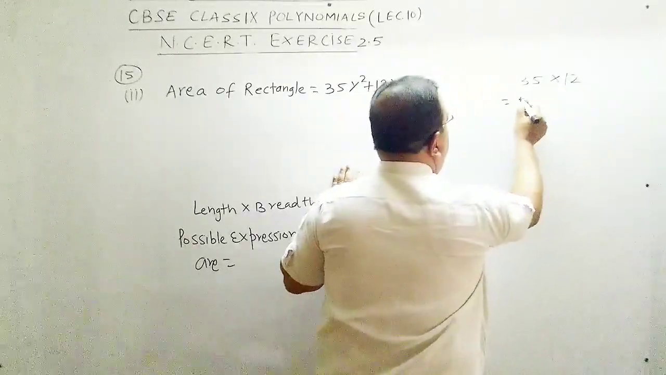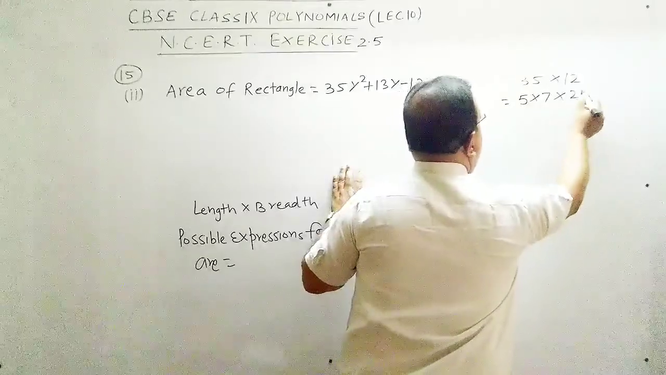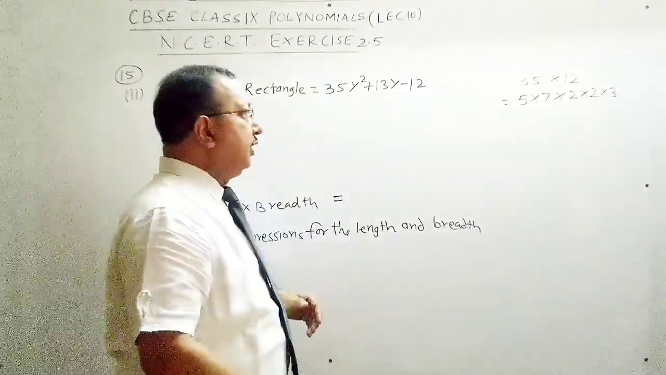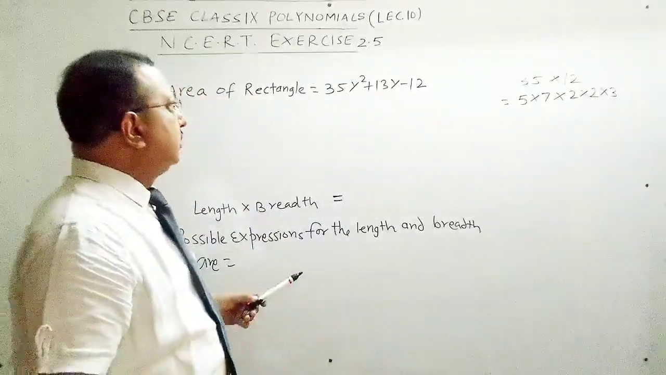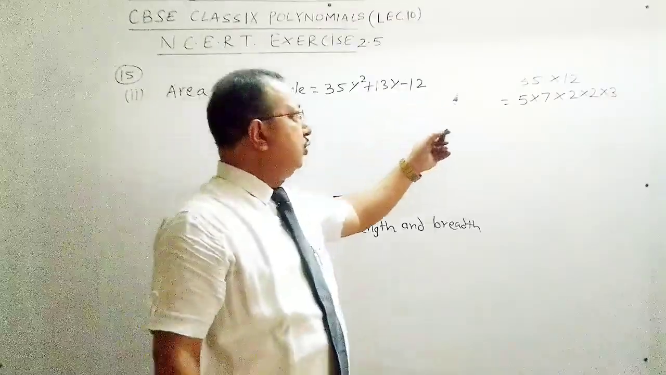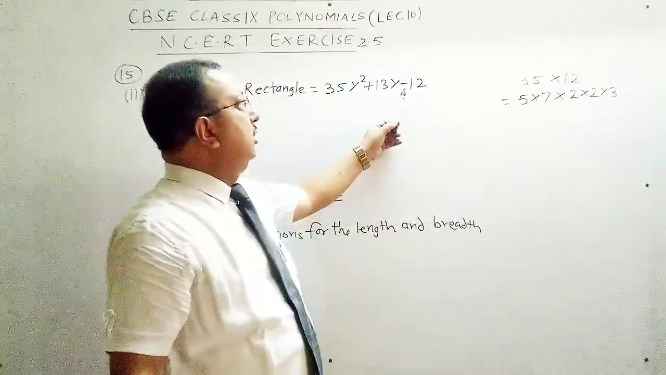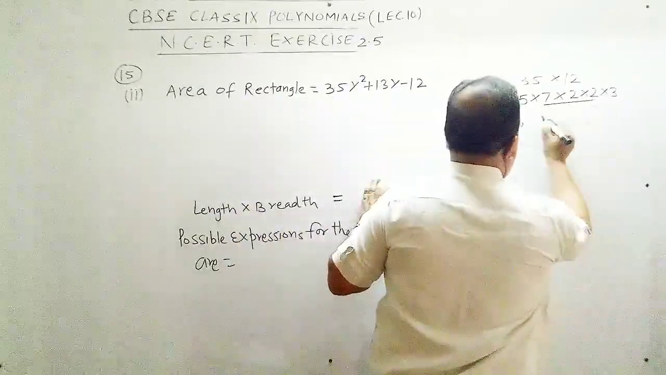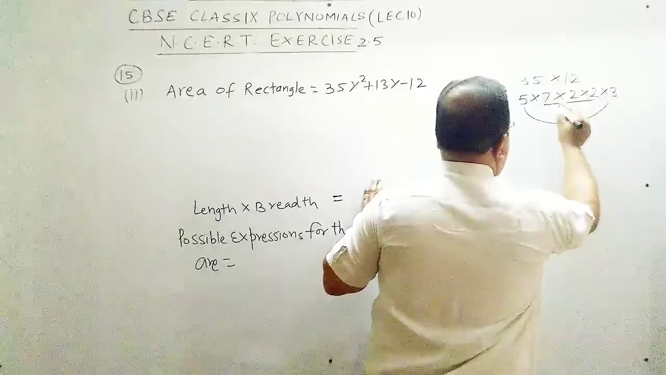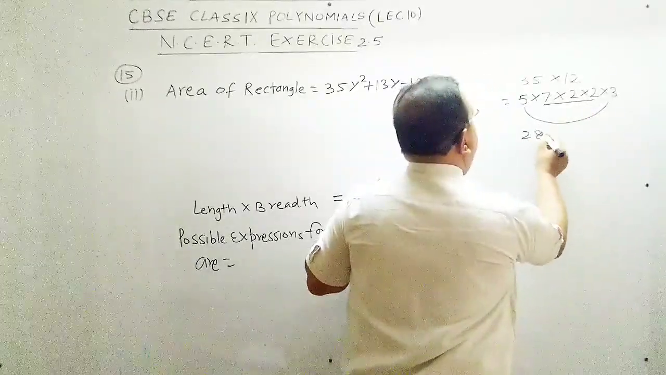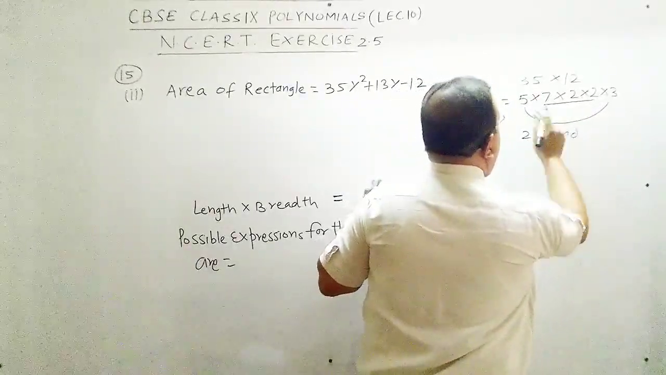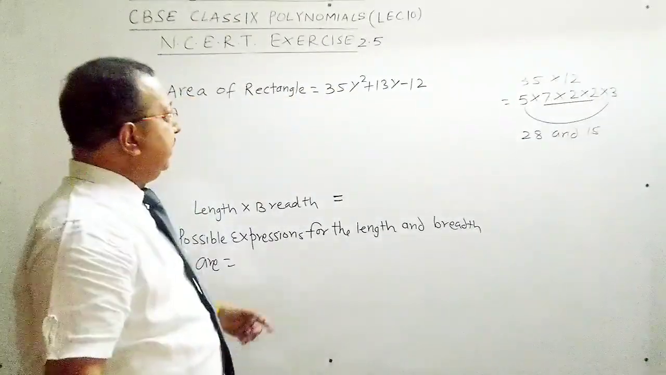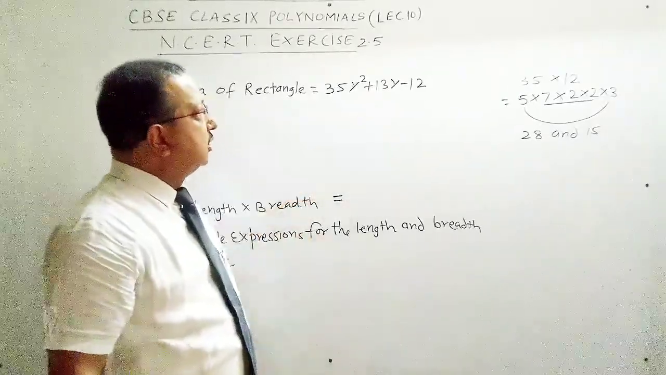Factors of 35 are 5 into 7. Factors of 12 are 2 into 3. We need to form two numbers such that their product is 35 into 12, and by subtraction we should get 13. Such two numbers are, this is 2 into 2 into 7, 28, and 5 into 3, 15. 28 and 15. 28 minus 15 is 13.